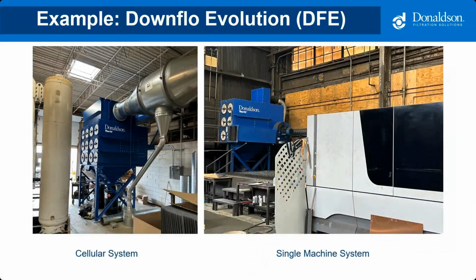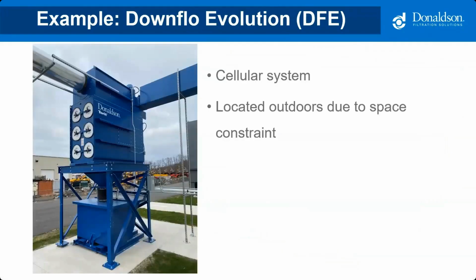Here are a couple examples of recent laser cutting projects Donaldson has worked on. So as you can see, both are cartridge collectors and they're both located indoors. The one on the left is a cellular system that is connected to actually 3 different lasers. And the one on the right, which is an image you saw previously, is connected to a single machine located next to an enclosed laser. Also, as mentioned, even though most would be indoors, here's another example of a cellular system that is hooked up to multiple lasers. And the collector actually had to be located outdoors due to a space constraint inside the shop.